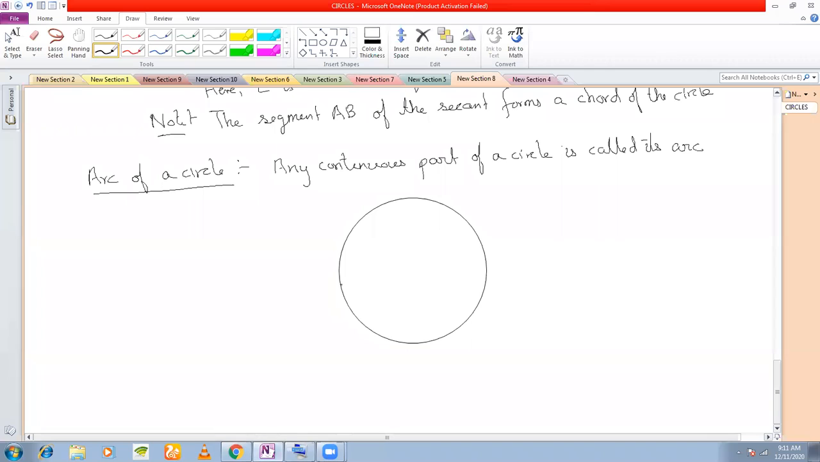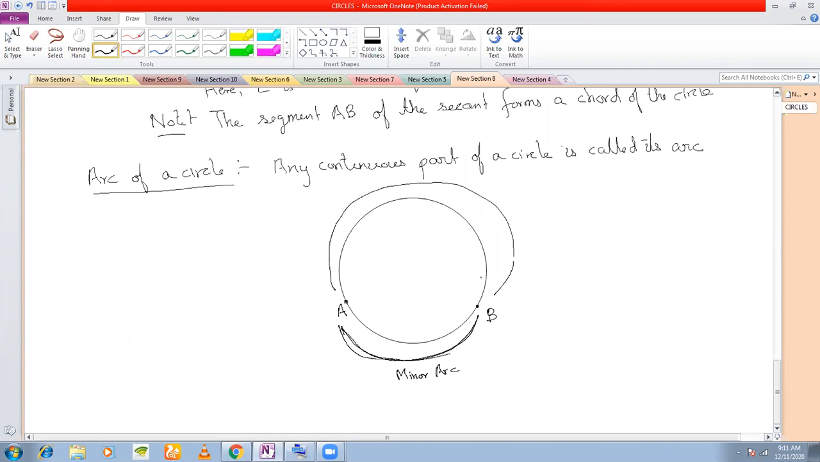What do you mean by arc here? Suppose I take this point as A, and this point as B. Then you see this curved part of the circle. This is called the arc of a circle. In fact, this curved part of the circle is called the minor arc, and this part of the circle is called the major arc.